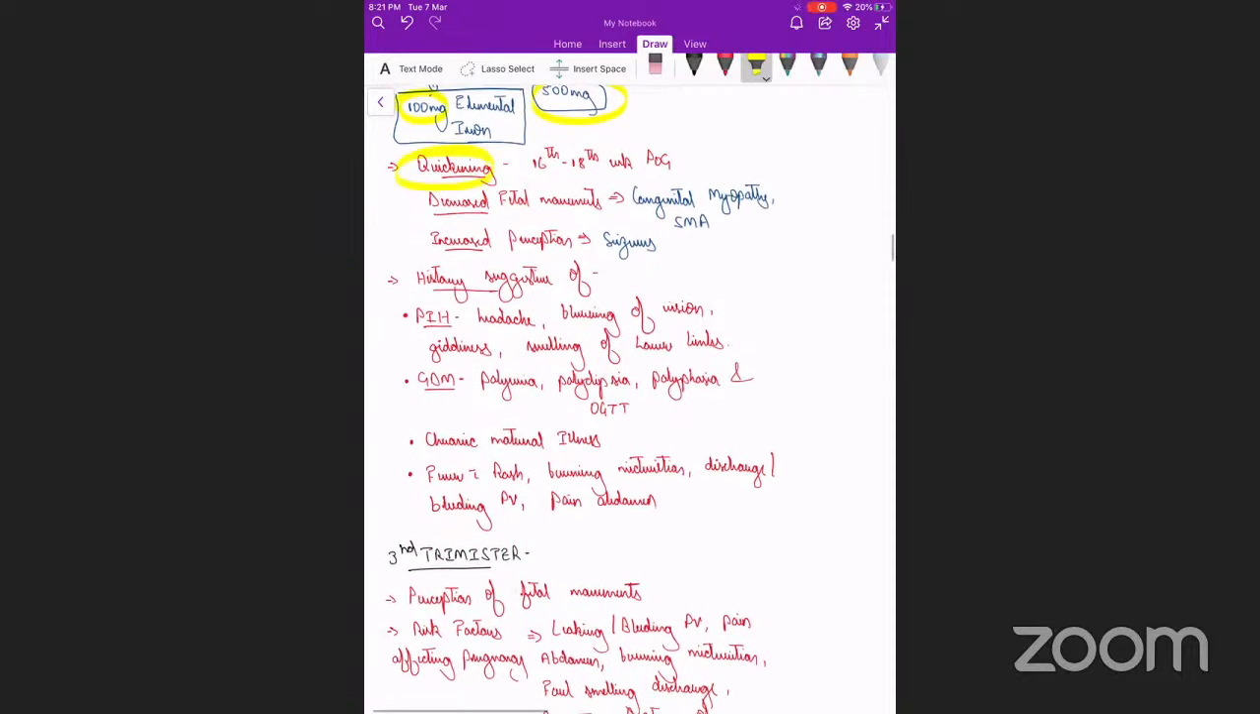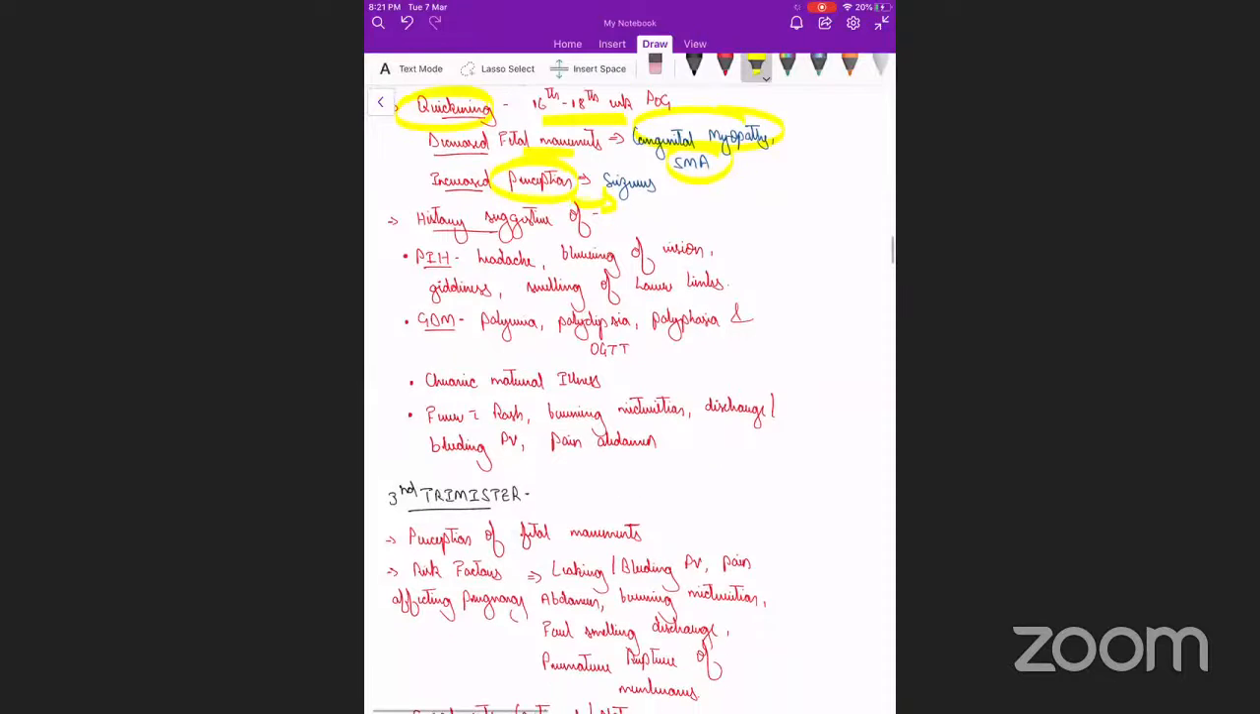Next, we'll ask when the quickening was felt. When was the quickening felt? This is between the 16th to 18th week of pregnancy. Okay, if there are decreased fetal movements present, then we'll suspect congenital myopathy or spinal muscular atrophy. If there is increased perception of movements, then we'll suspect the fetus is having seizures. Okay, so this is about quickening. Next, we'll ask for any history suggestive of maternal illness that can be present.